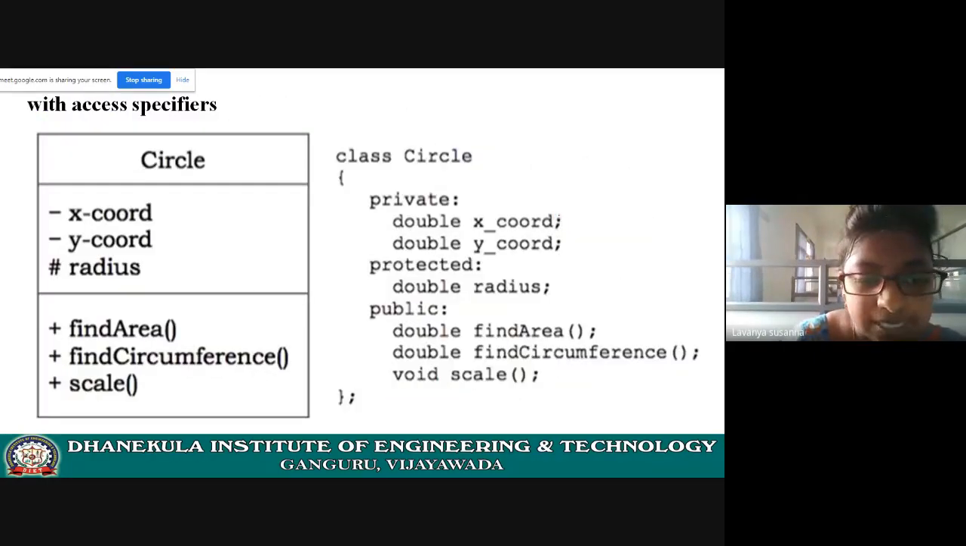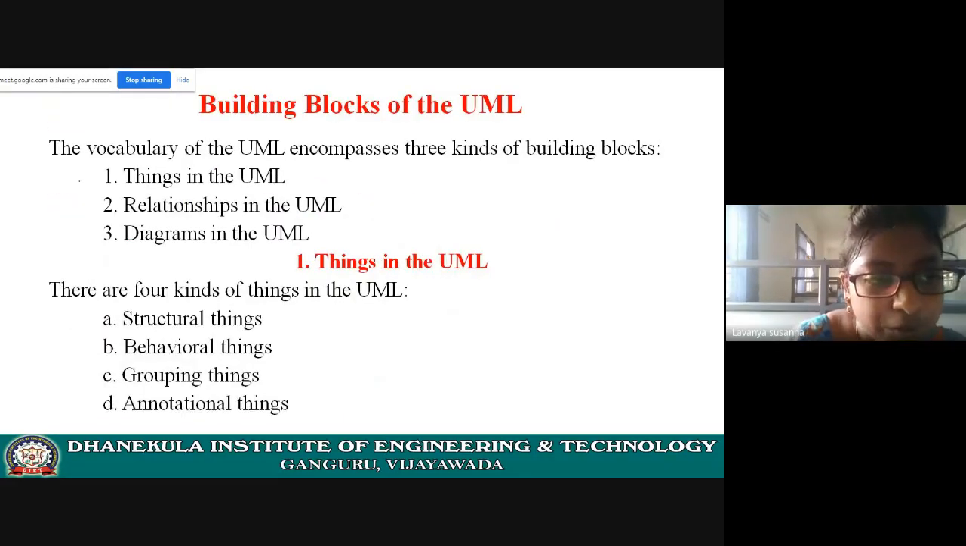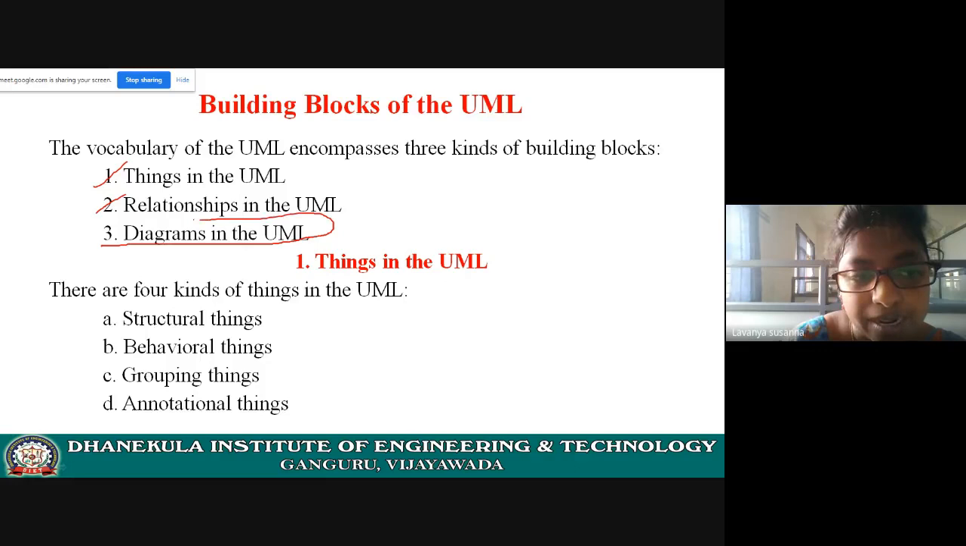Without knowing all these symbols, you cannot draw the diagrams. Up to now we have completed building blocks. One of the building blocks of UML, relationships in UML, is completed. In the next class, I will discuss diagrams in UML.